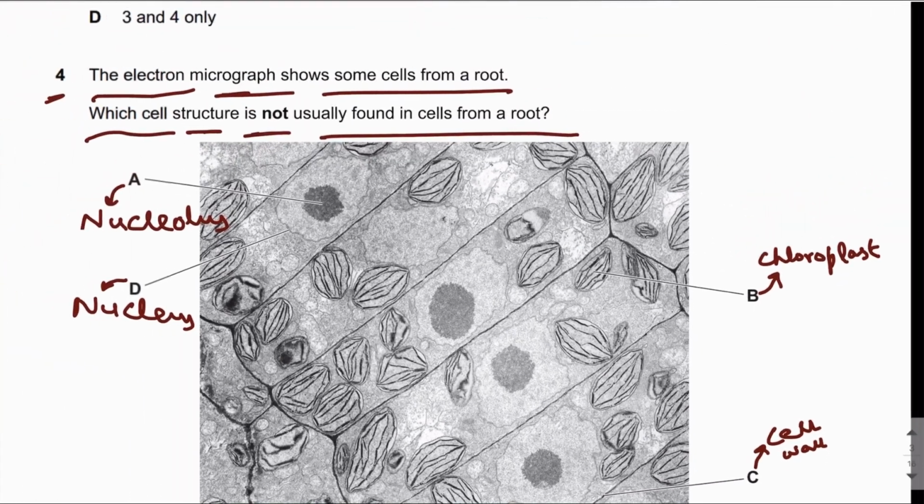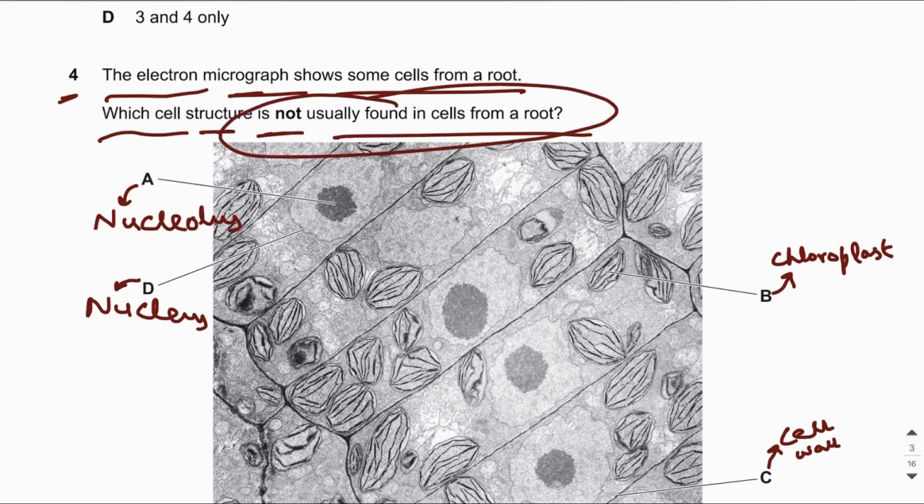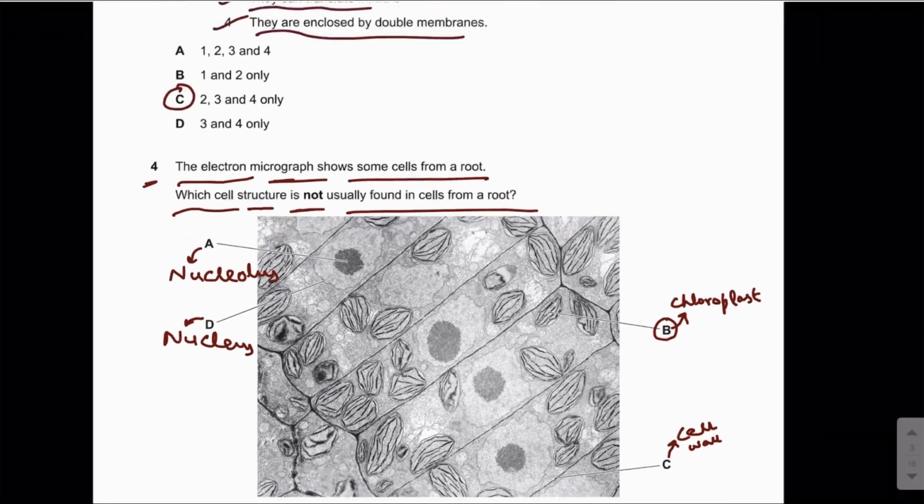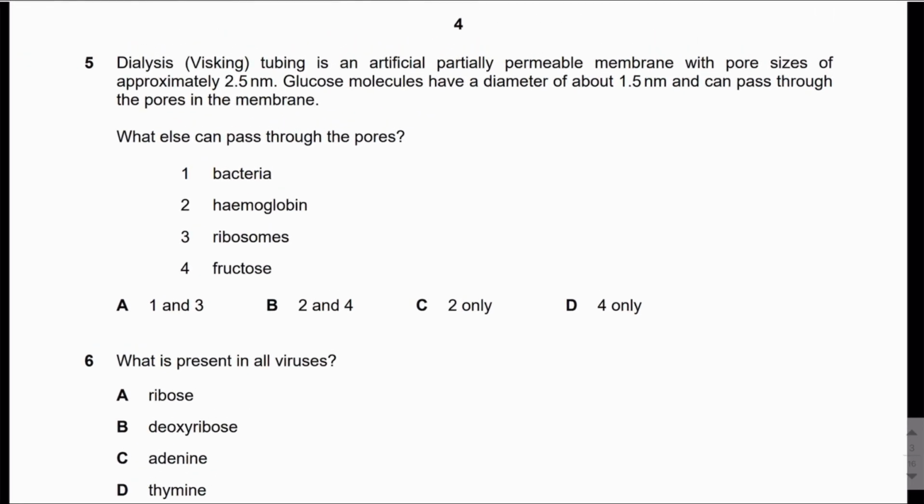So they're asking which cell structure is not usually found in the cells of the root. You need to know that chloroplasts are not usually found in the cells of the root, because roots are below the ground where the light does not reach. So photosynthesis cannot occur and there is no need for any chloroplast. So chloroplasts are not usually found in the root. Let's move on to MCQ number 5.